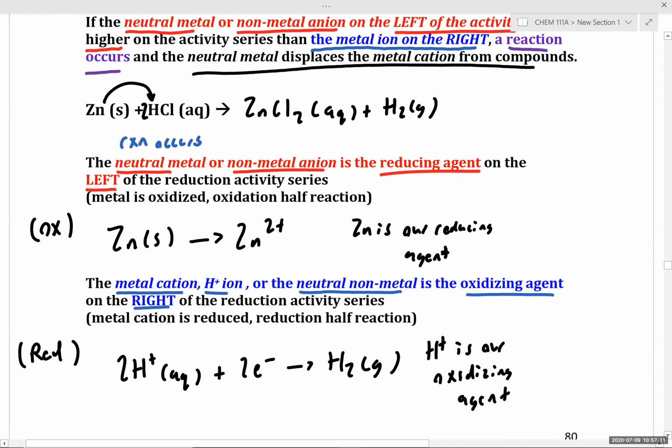So the activity series provides us a way of gauging whether or not a reaction occurs. The way that it works is you compare the relative position of your reducing agent and your oxidizing agent on the activity series. If your reducing agent, which is your neutral metal, is above your oxidizing agent, which is your cation, H+ ion, or non-metal, a reaction occurs.